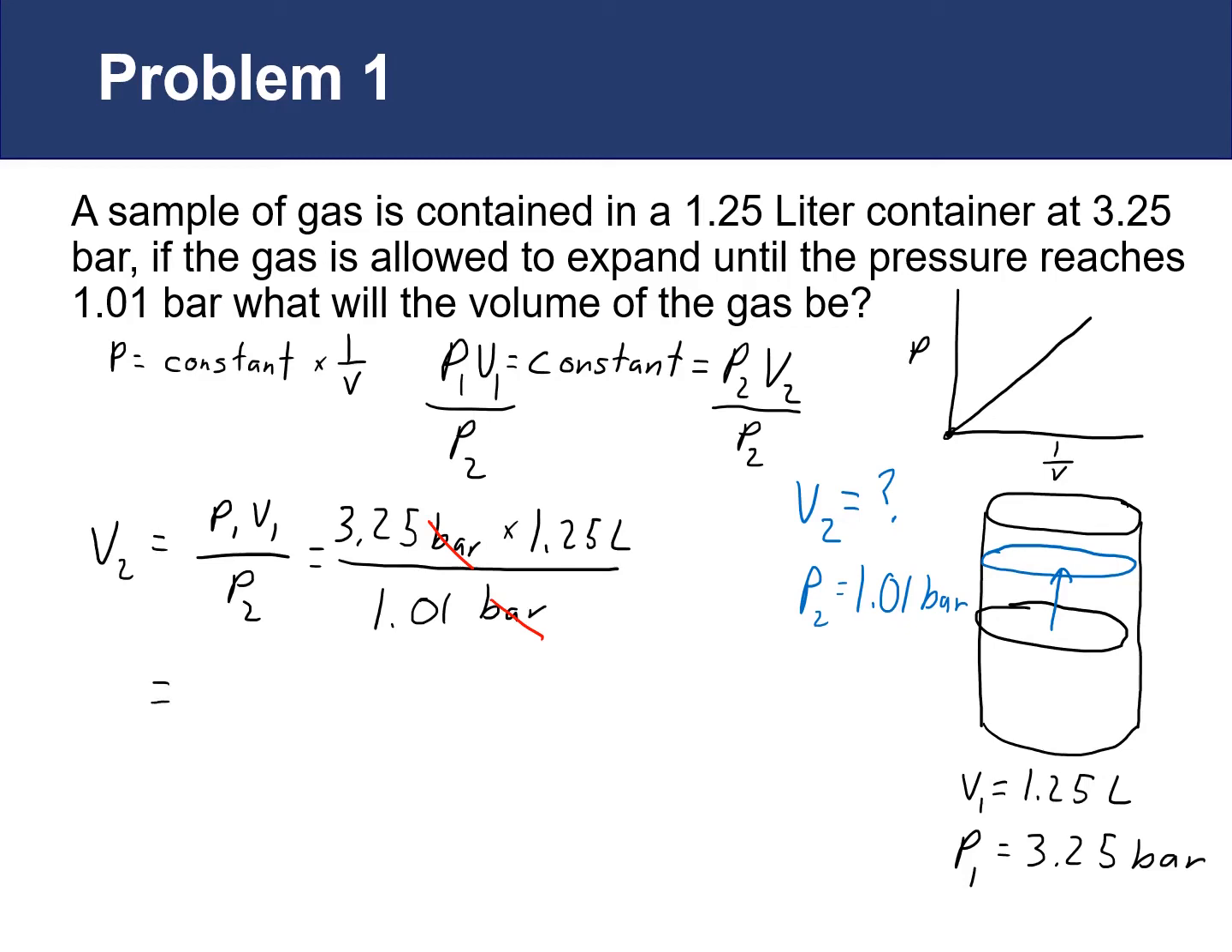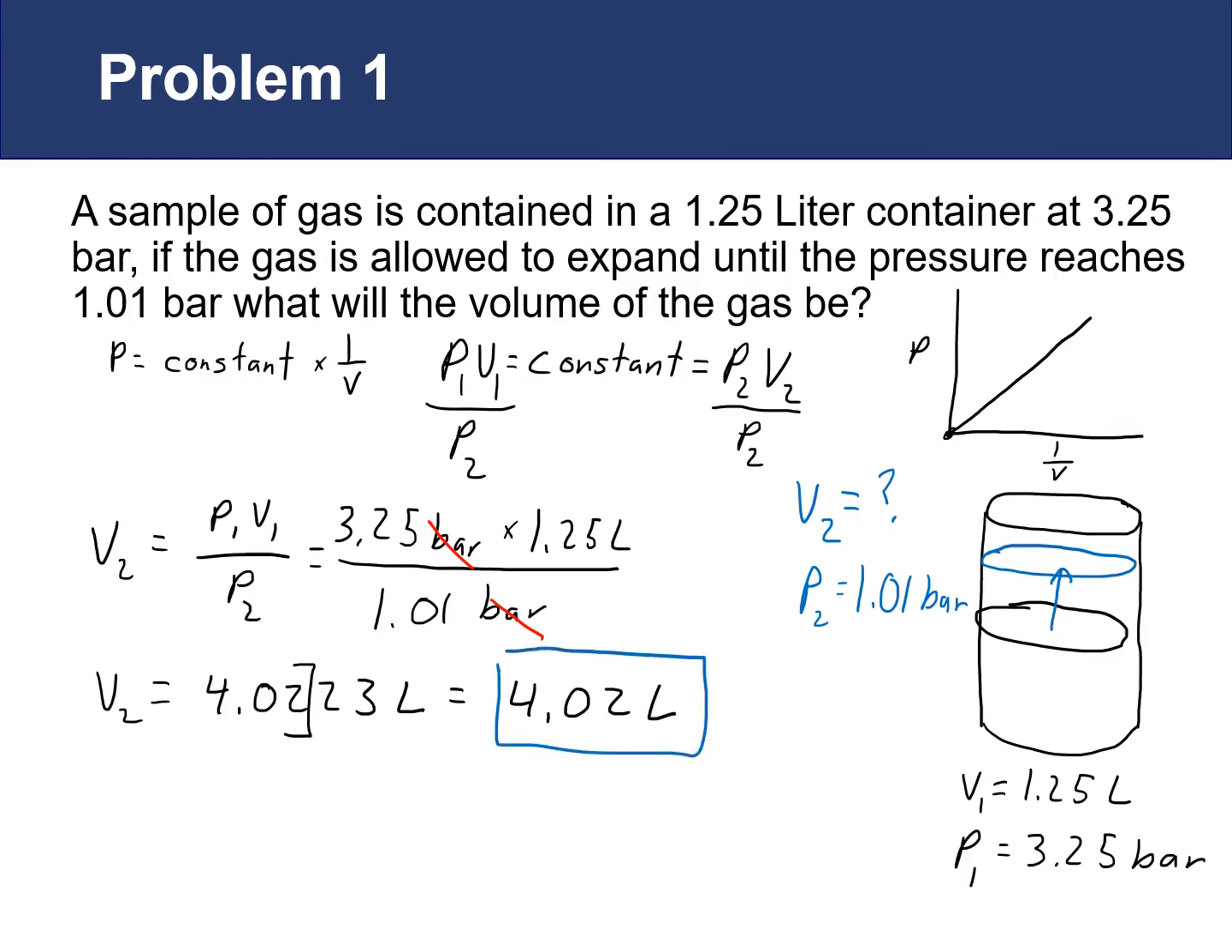If you plug this into your calculator, you'll find that V2 is equal to 4.0223 liters. Now, each one of our values in our calculation had 3 significant figures, so our end answer should have 3 significant figures. So the answer that we would use would be 4.02 liters. So that would be our end answer for this problem.